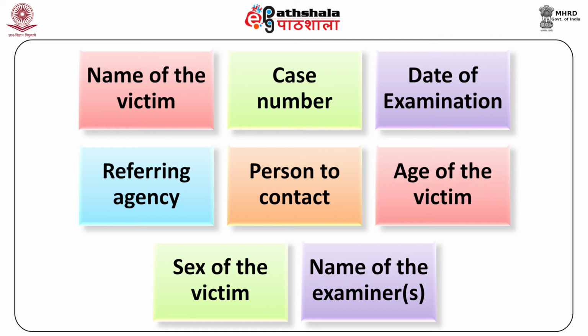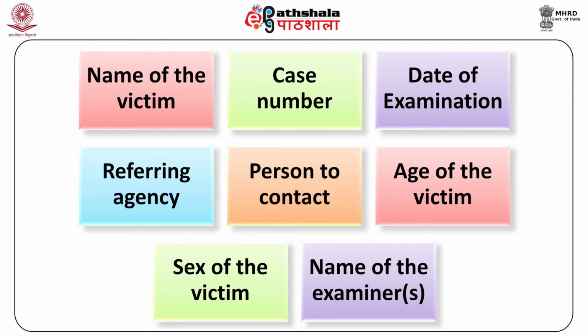Then the referring agency, that means whether it has been sent by the police or maybe referred from the honorable court. If it is referred by the police, all the details of the police person should be mentioned: who he is, whether he is an SI, his name, his belt number, and the police station to which he belongs. And the persons to contact, that's the next point. Whosoever is the IO or investigating officer, the authority to deal with the case, that also makes a part of the record.